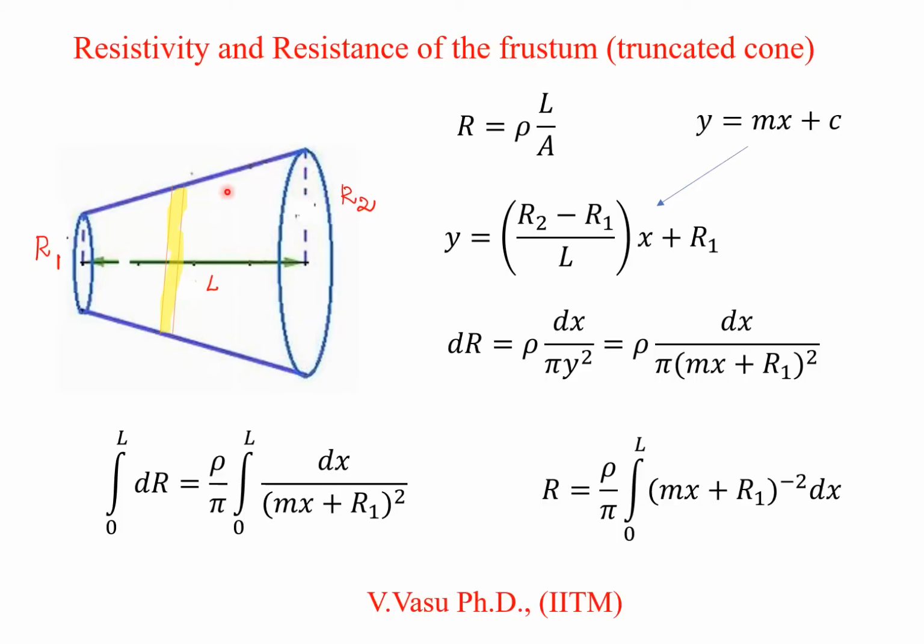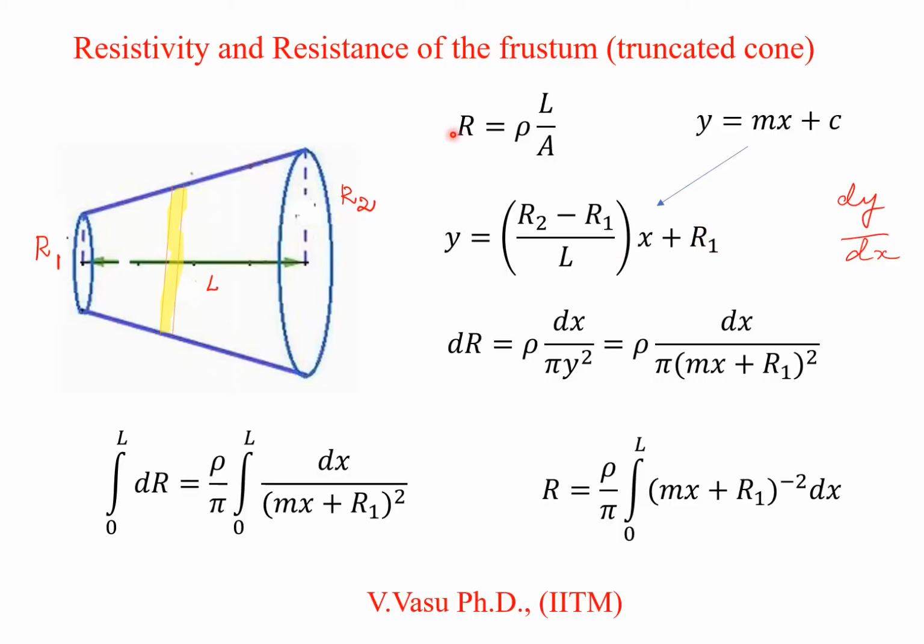Slope is generally dy by dx. Here dy, the change in y, is equal to R2 minus R1, and dx is the total length L. So m is equal to R2 minus R1 over L, and x. This c we take because we are starting from resistance R1 at the boundary. It's a constant, so we take that as R1.